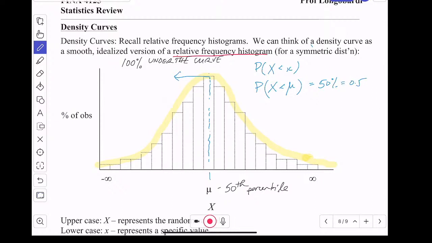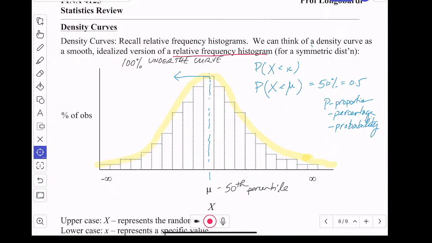So P stands for proportion of observations or percentage, or probability. Why do I say it's probability? Because I'm treating this as though it represents the population. So this is all the possible outcomes, and out of all the possible outcomes, it represents your chance. So the chance of an observation being lower than the mean is 50%, and the chance of an observation being higher than the mean is 50%.